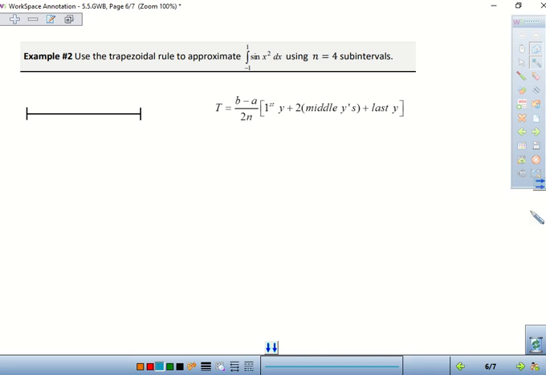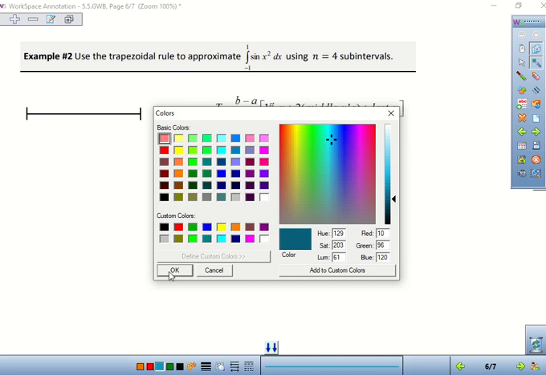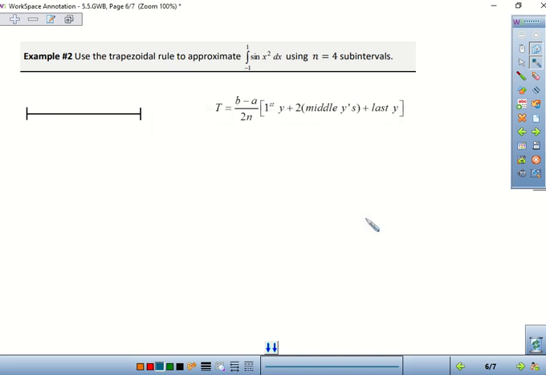All right, so let's go ahead and try another one together. It says use the trapezoidal rule to approximate the interval from -1 to 1 of sine x squared, using 4 subintervals. So that means that we're going to have 5 values on our number line. So of course the middle of these is going to be 0, and then -0.5, and regular 0.5.